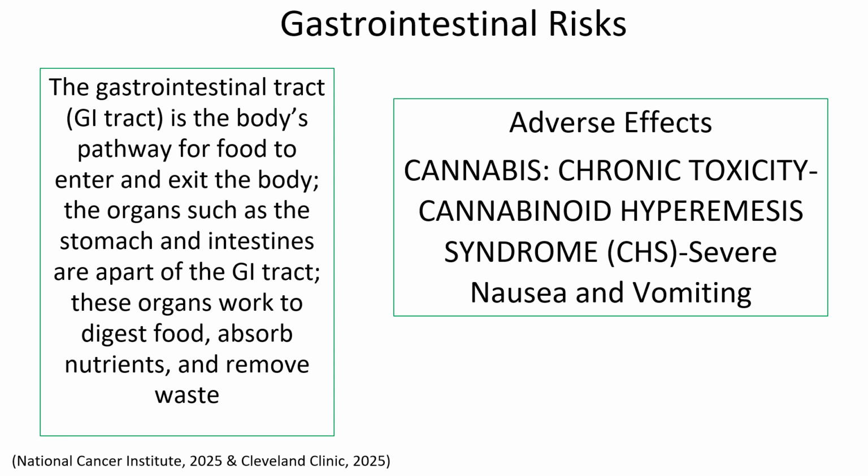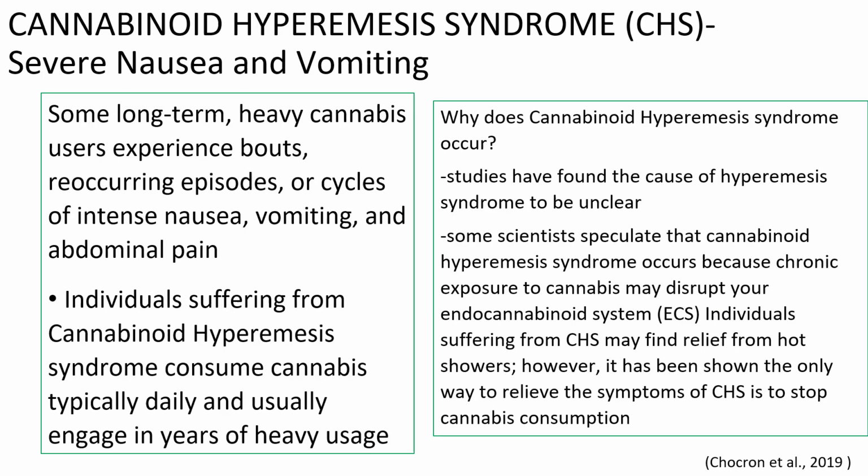Chronic toxicity. Cannabinoid hyperemesis syndrome, CHS, is a severe nausea and vomiting syndrome. Some long-term heavy cannabis users experience bouts, recurring episodes, or cycles of intense nausea, vomiting, and abdominal pain. Individuals suffering from cannabinoid hyperemesis syndrome consume cannabis typically daily and usually engage in years of heavy usage.